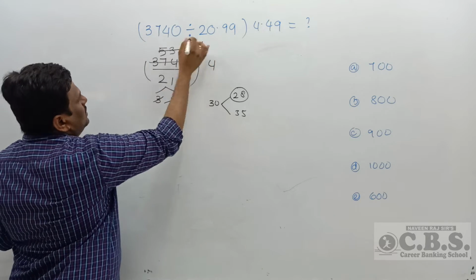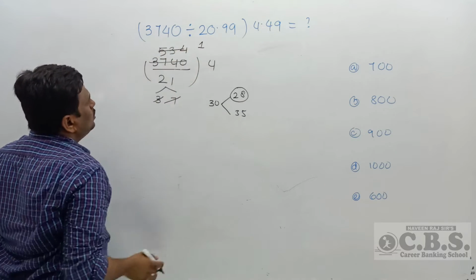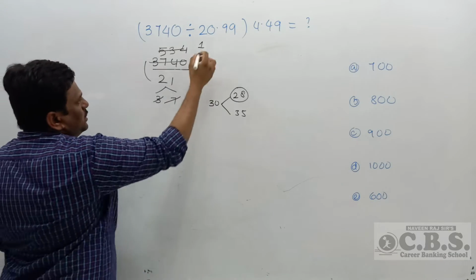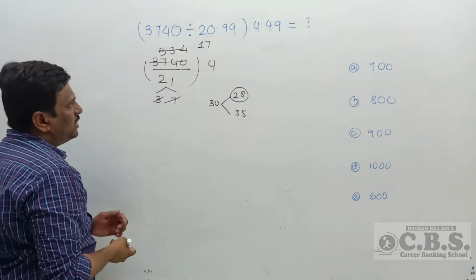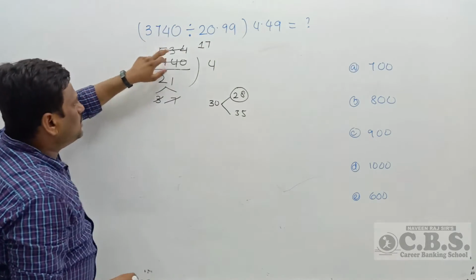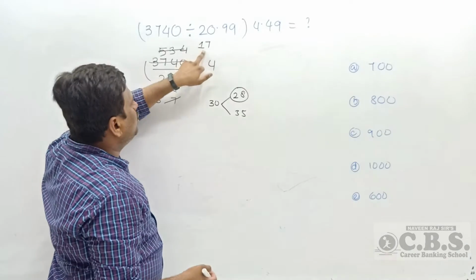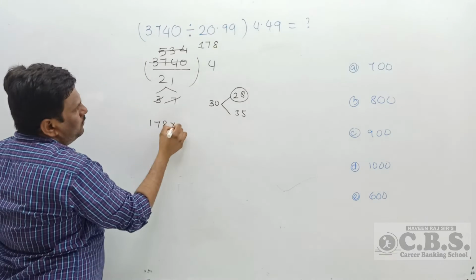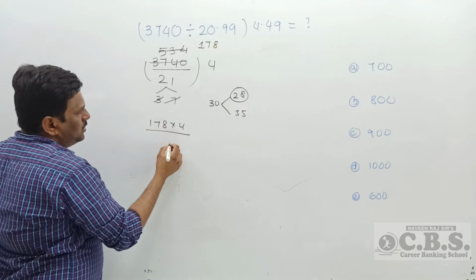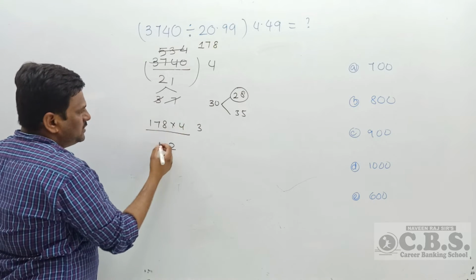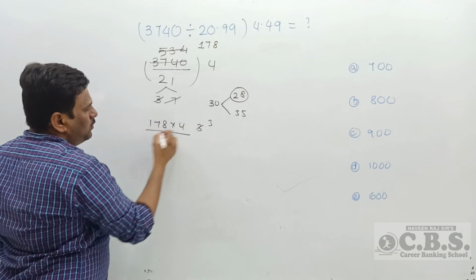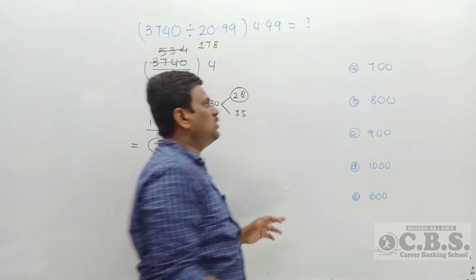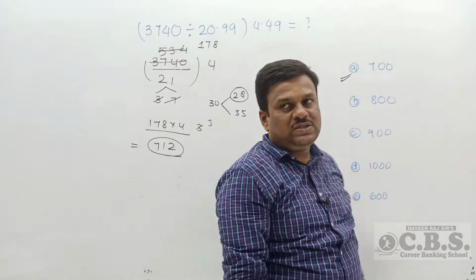So 3 ones are 3, 23 left, 3 sevens are 21, and 24 left. 3 how many times? 8 times. So 178 into 4. In the calculation, 8 fours are 32, 4 sevens are 28, 4 ones are 4, 712. So students definitely choose 712 as near to 700. They choose 700 as the right answer.